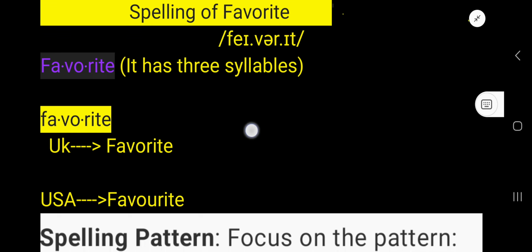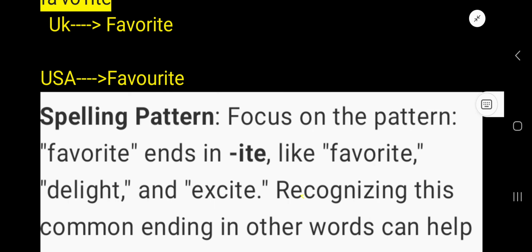To remember the spelling of the word favorite, look, you need to focus on the pattern. Look here, favorite ends in ite, right? Like delight, excite. Delight is of course different, but excite, it, this is common, right?